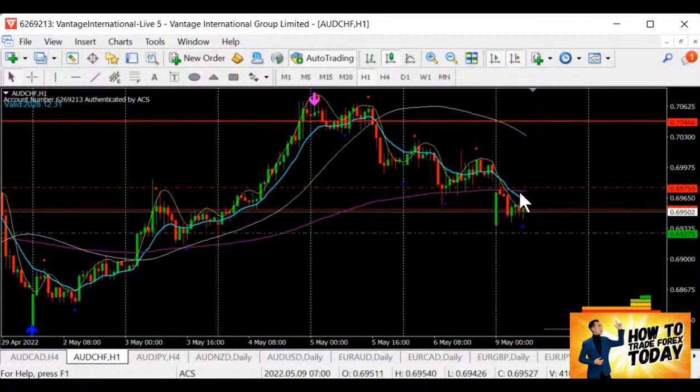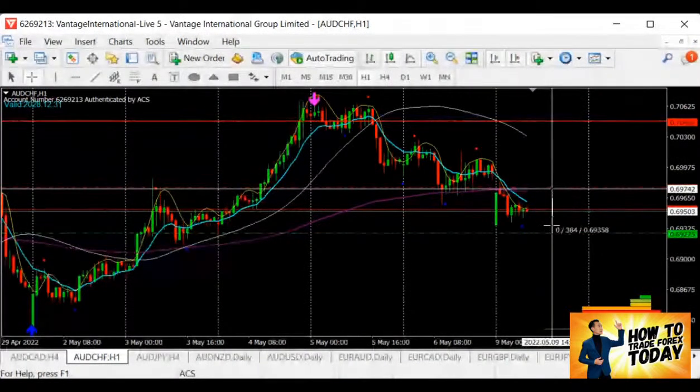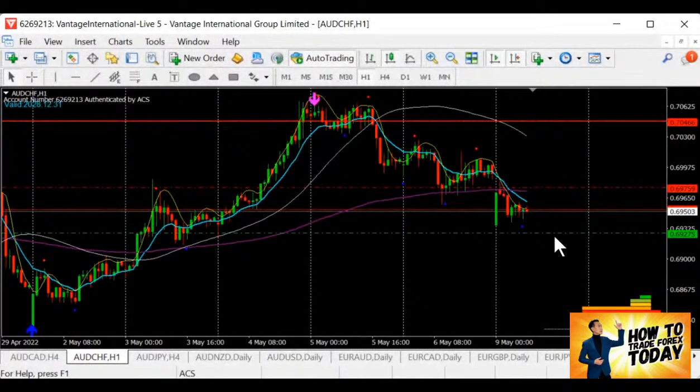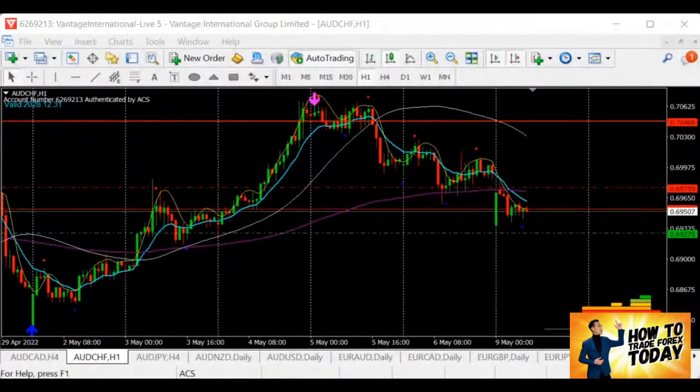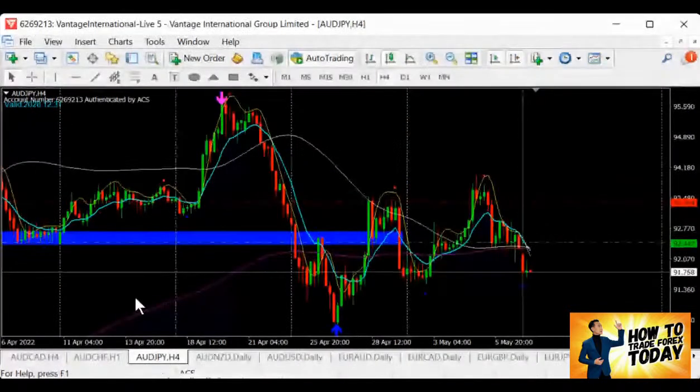So Aussie franc today, we got a pretty good space to sell, about 50 over pips to go. So over here, I'm going to wait for it. Aussie franc, let's go on this. Once again, over here, Aussie franc, yes, selling there. It's possible. Now Aussie yen.